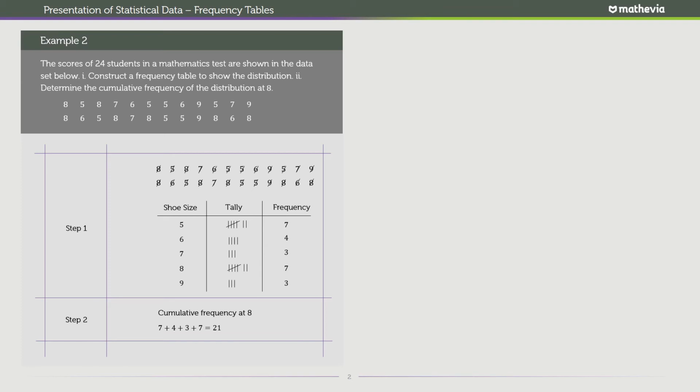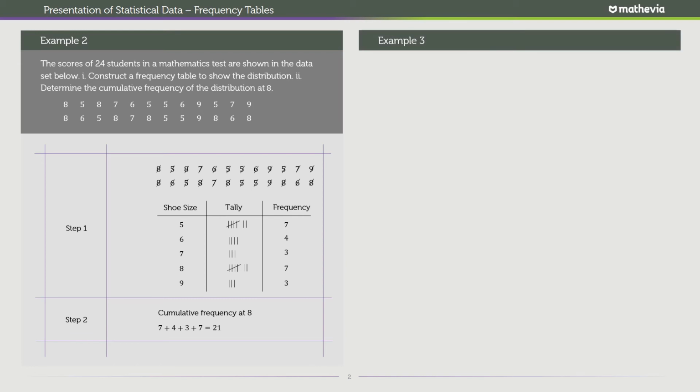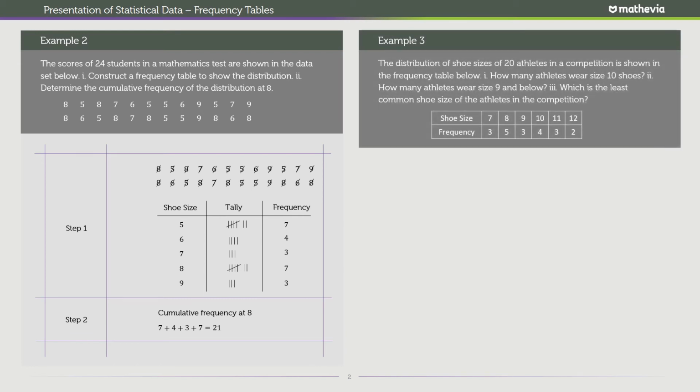Now, let's do one last example, example 3. Here we're given the frequency table, and we've been asked a couple of questions. The distribution of the shoe sizes of 20 athletes in the competition is shown in the frequency table below. How many athletes wear size 10 shoes? How many athletes wear size 9 and below? Which is the least common shoe size for the athletes in the competition?